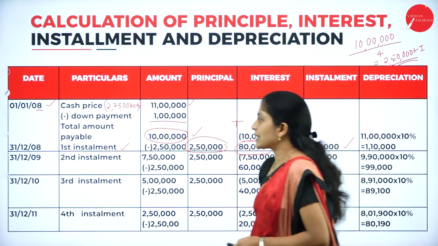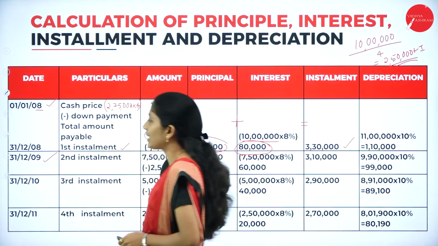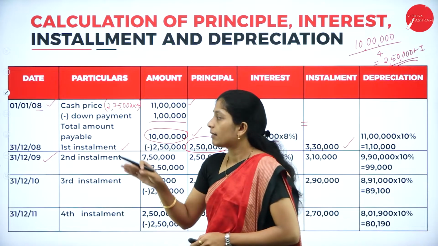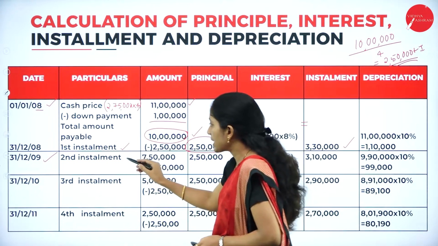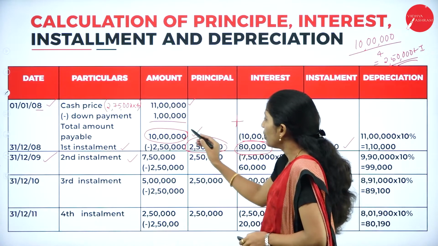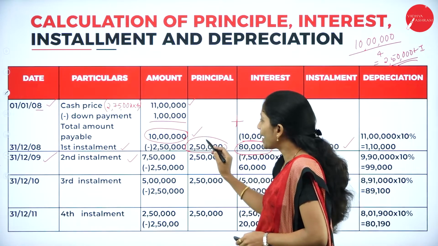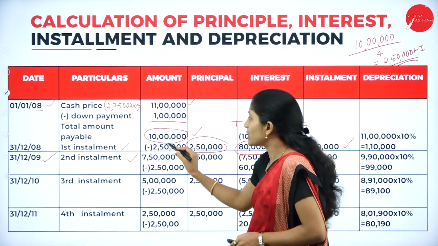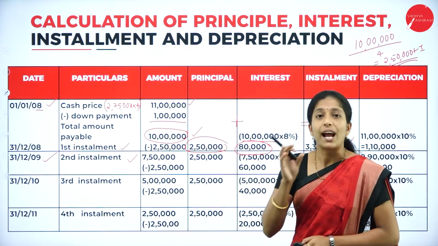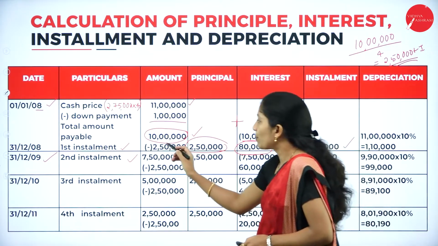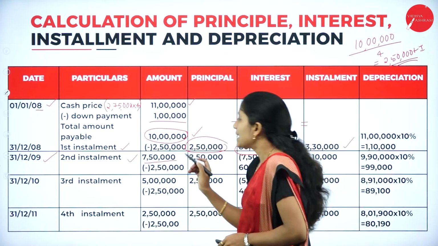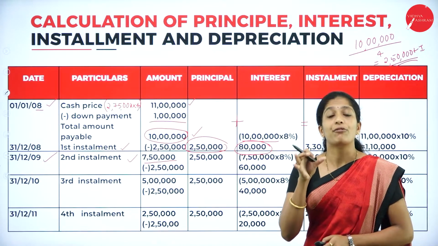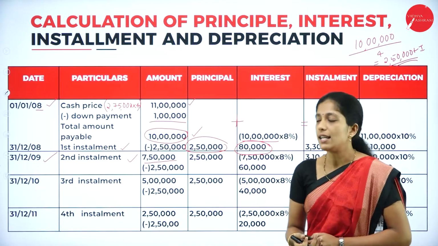Now coming to the second installment, that has to be paid in 2009. So we had already paid the first installment in 2008. Next installment in 2009, that is the second installment. Now what you have to do? The amount payable was 10 lakh, minus we have already paid the first principal amount. So deduct this principal amount, not installment amount. We have to deduct the principal amount. So minus 2,50,000, we'll get 7,50,000. That is, in the second year we have 7,50,000 to be paid to the hire seller.